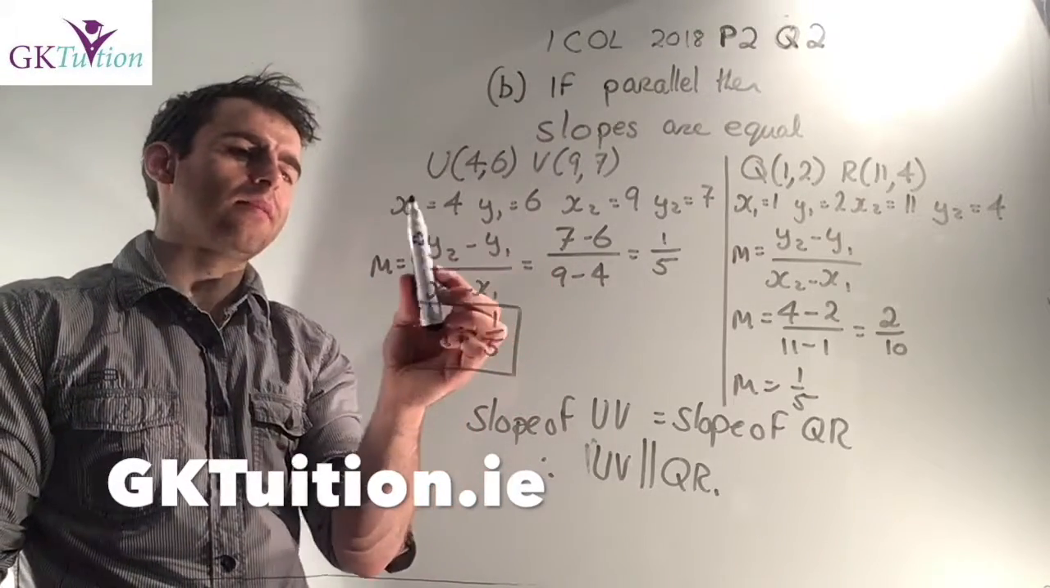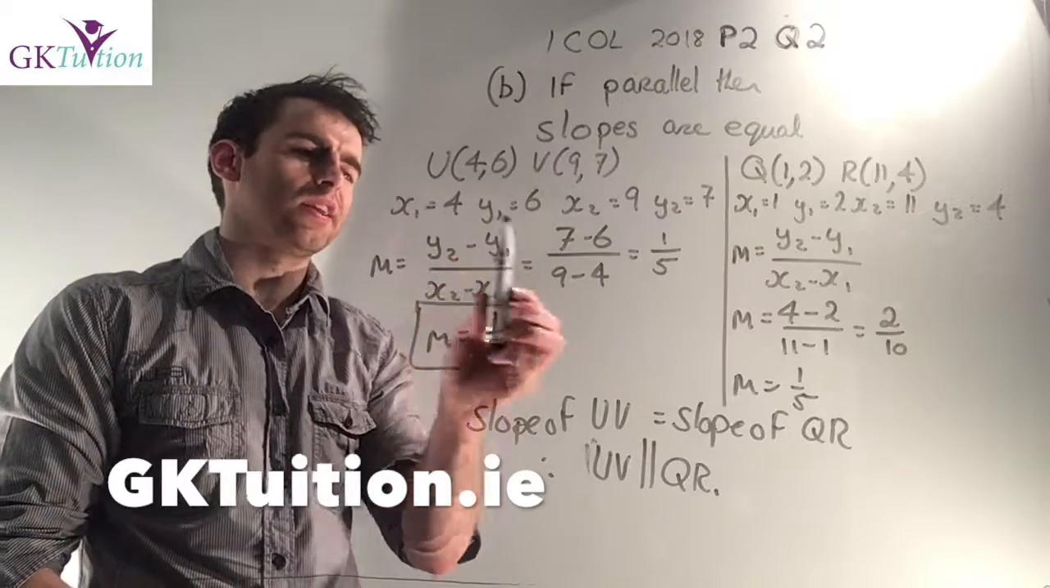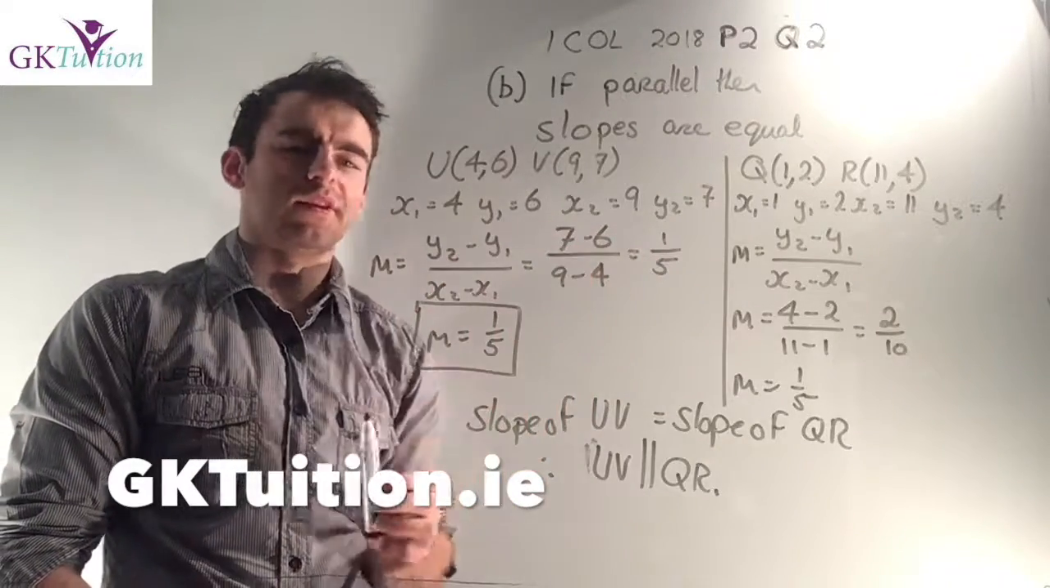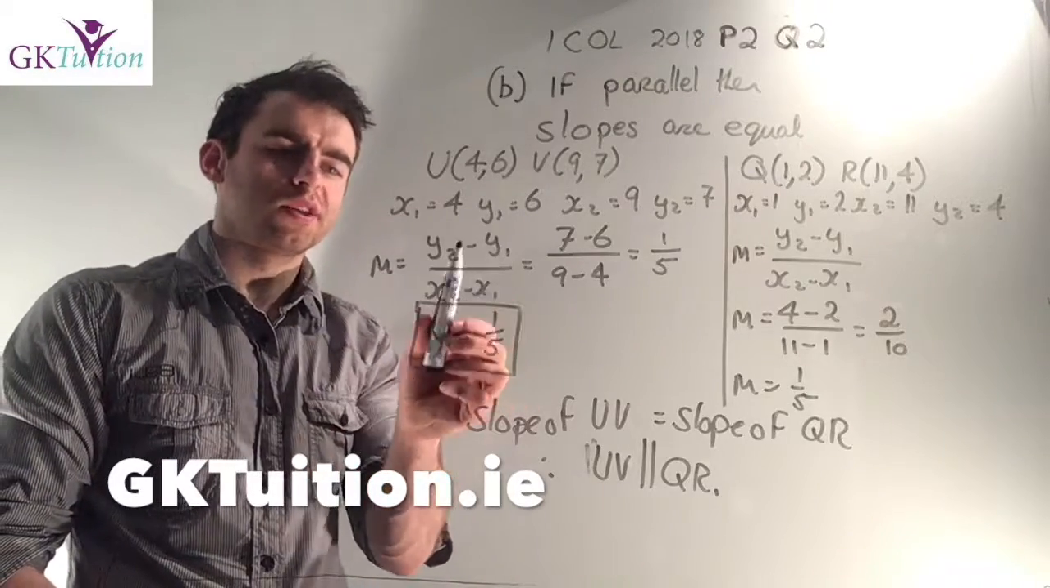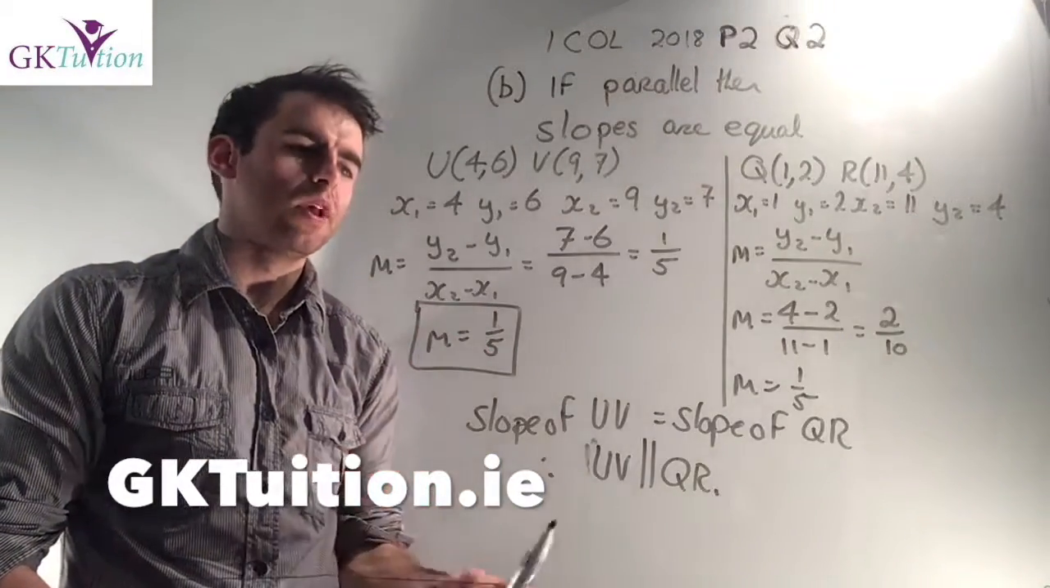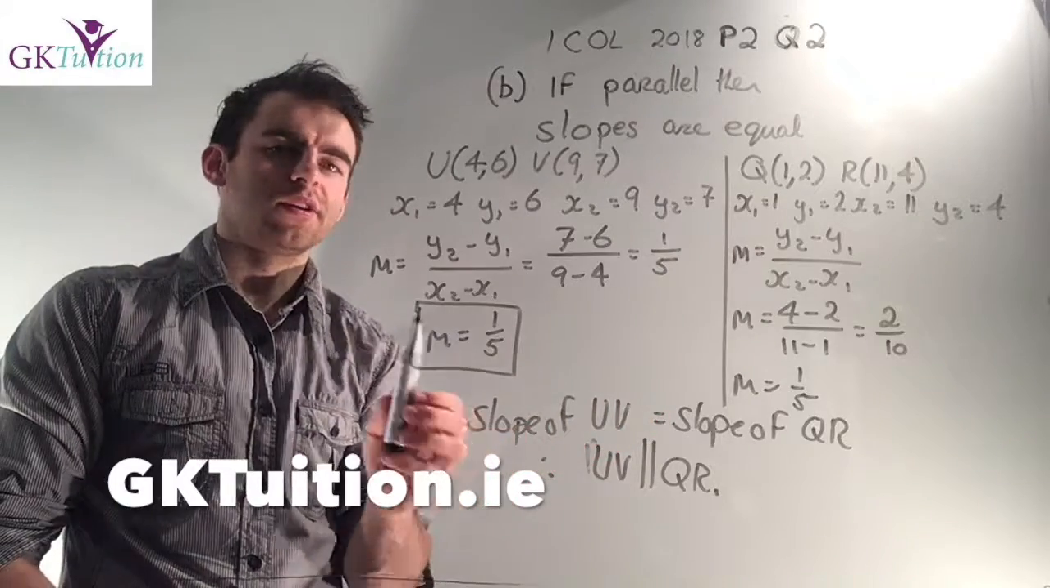So in this case, again, I've labelled my x1, y1 as (4, 6) and my x2, y2 as (9, 7). The formula for slope is in your log tables. The slope is (y2 minus y1) over (x2 minus x1). And if you just sub in your values there, your slope works out as 1/5.